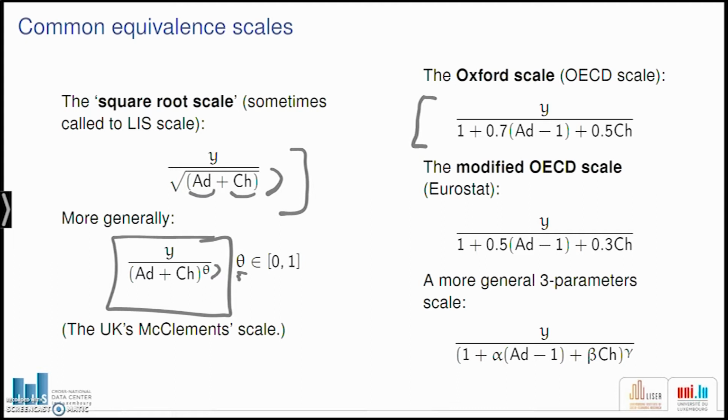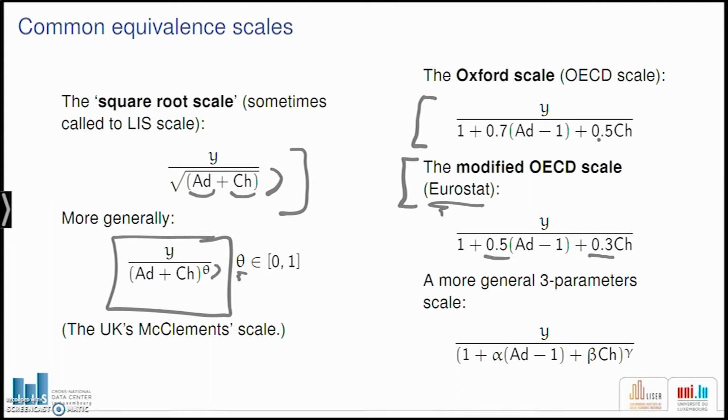Well, that scale is in fact now fairly rarely used, and people tend to use the so-called modified OECD scale, which in fact just redefines the weight of the extra adults and the weight of children to 0.5 and 0.3. So this assumes that there are larger economies of scale than in the Oxford scale. There's more economies of scale in household consumption. And in fact, that particular scale is the one that's being applied by Eurostat, and that's being applied in all calculations of European social statistics.